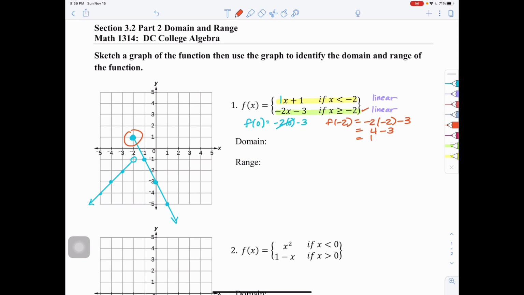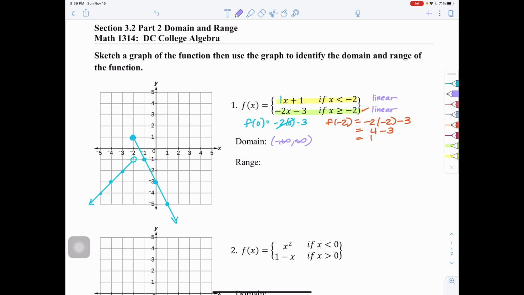So the point -2, 1 is on the graph. And you could have put that point there as well. So now let's go to the domain and range. And again, there's many different ways you can do this. So our domain, look at that, all real numbers, even -2, because it's solid here and open here. So -2 is still part of that domain. So our domain is all reals.